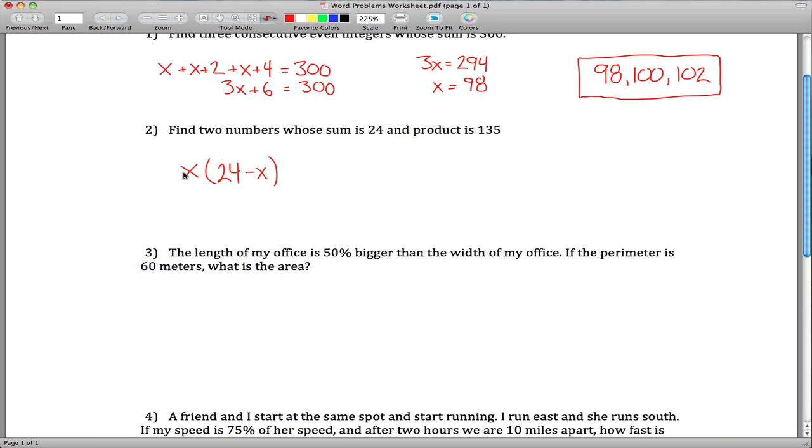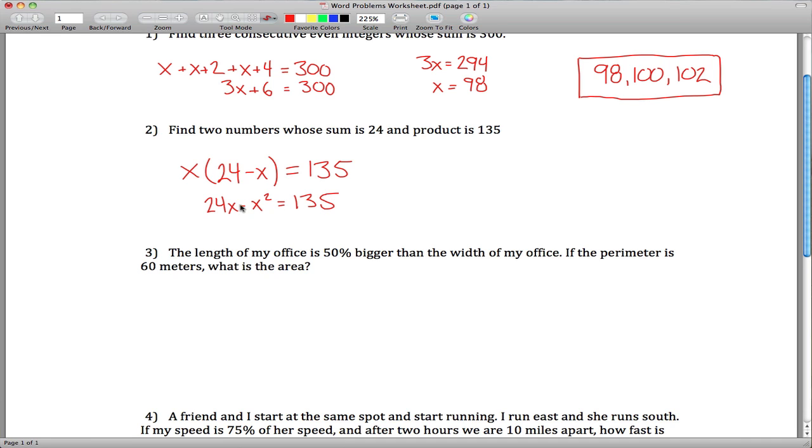Right? If x is 4, we need them to add up to 24, so the other number would be 24 minus 4, or 20. So these two numbers, x and 24 minus x, need to have a product of 135, meaning when you multiply them together, it's equal to 135. So we've set up an algebraic equation here. We can solve it by distributing the x through. Get 24x minus x squared equals 135.